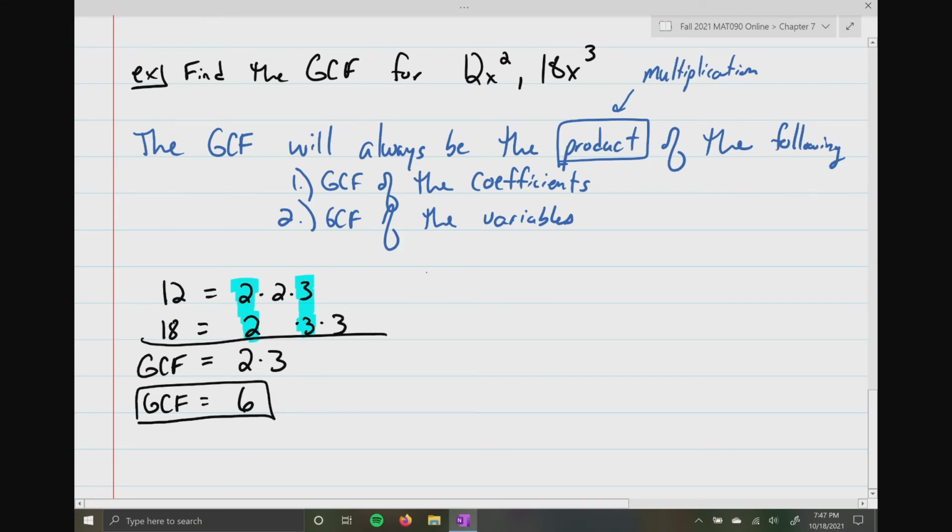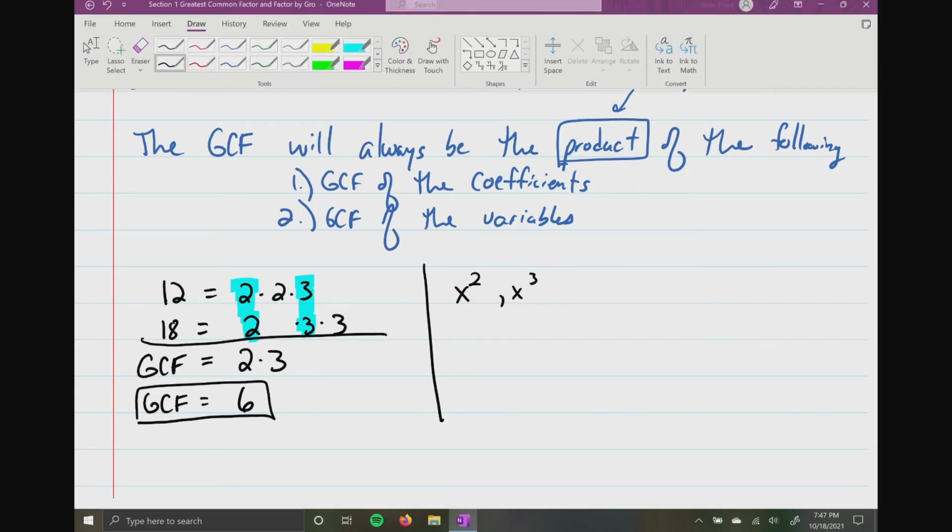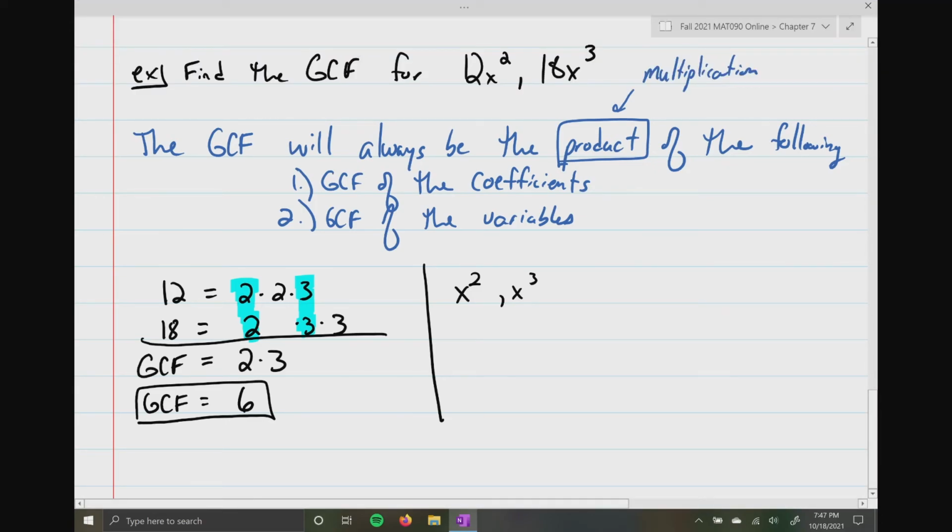Now, let's do the variables. Well, if we look at the variables, x to the second, comma, x to the third, we already know from the previous example that the variable with the smallest exponent is going to be the GCF for the variables. Put a little box around that.